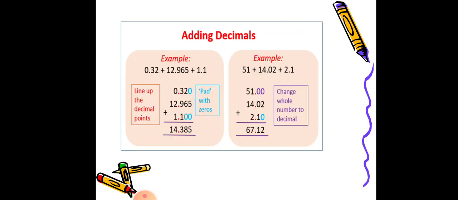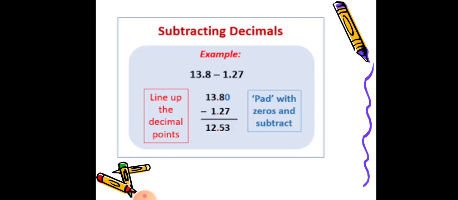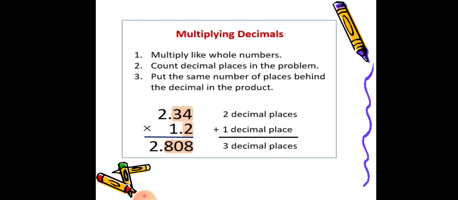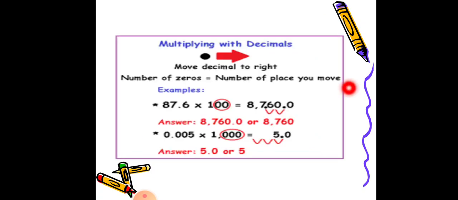Now adding the decimals, line up the decimal points: 0.32, 12.965 and 1.1. The places which are left we have put 0 automatically, and in another example you can see where the places are not given we have put 0. Now let's come to subtracting decimals. If you see, before the line we have put the decimal over there.